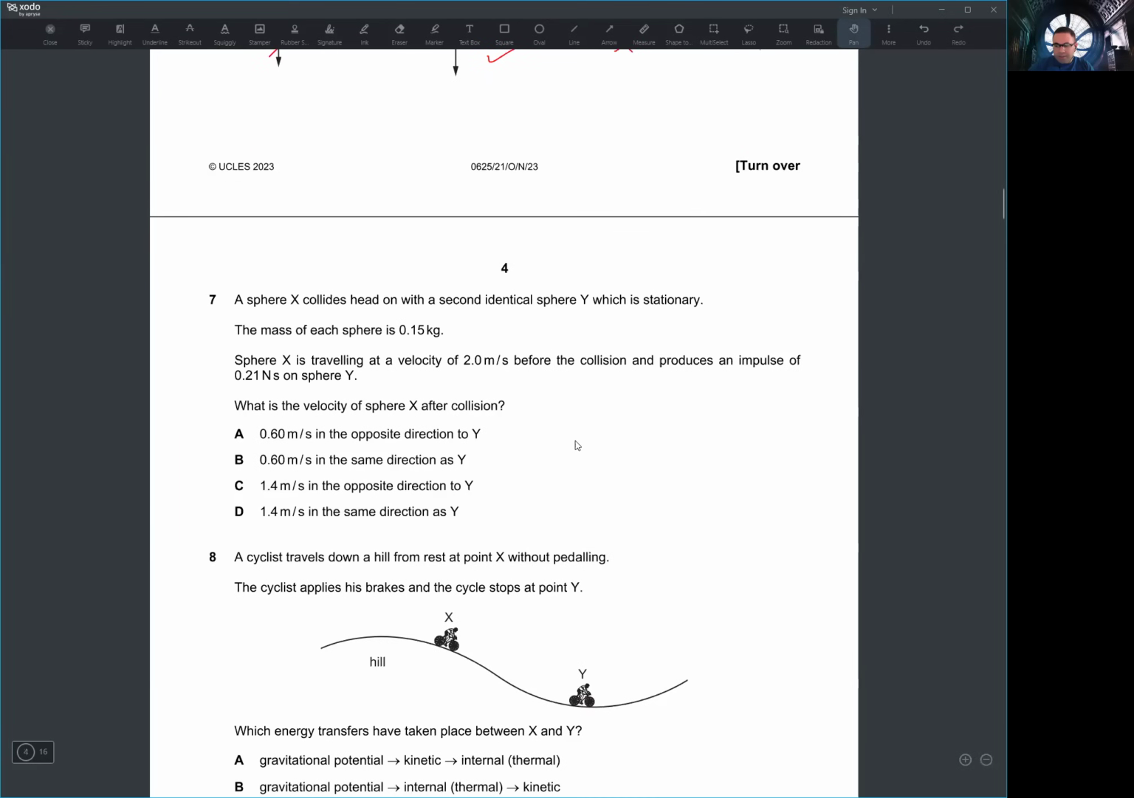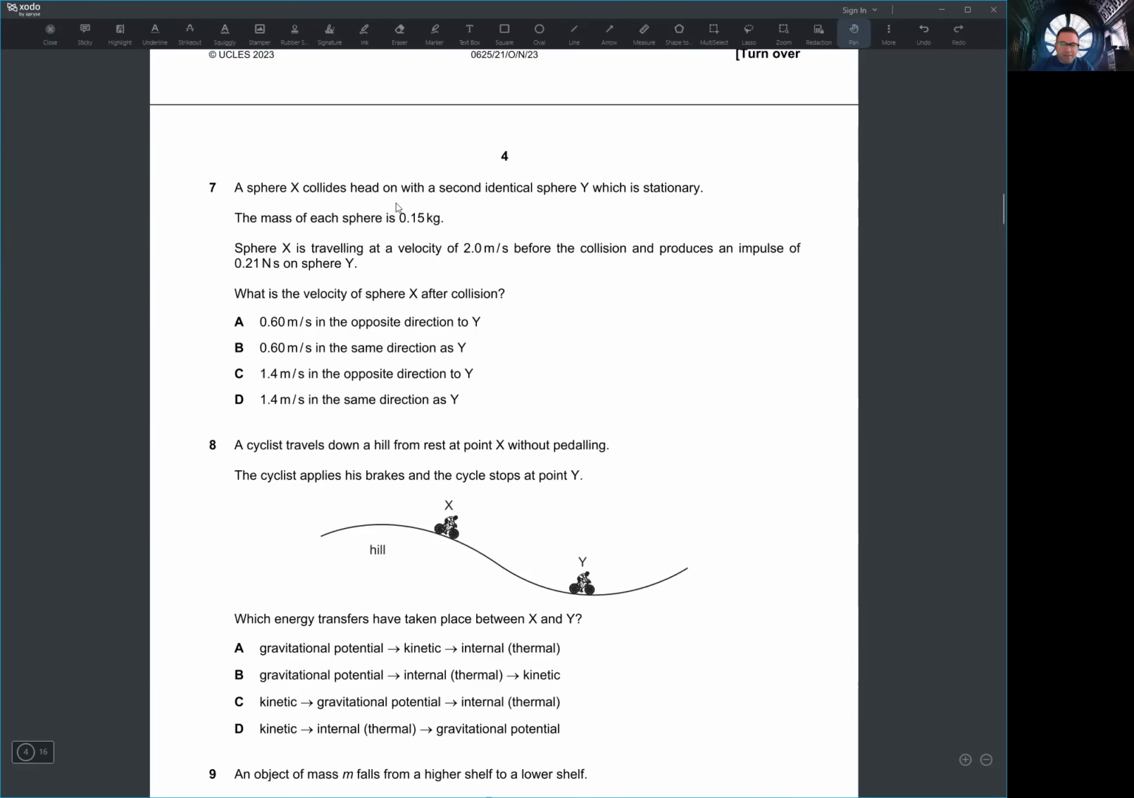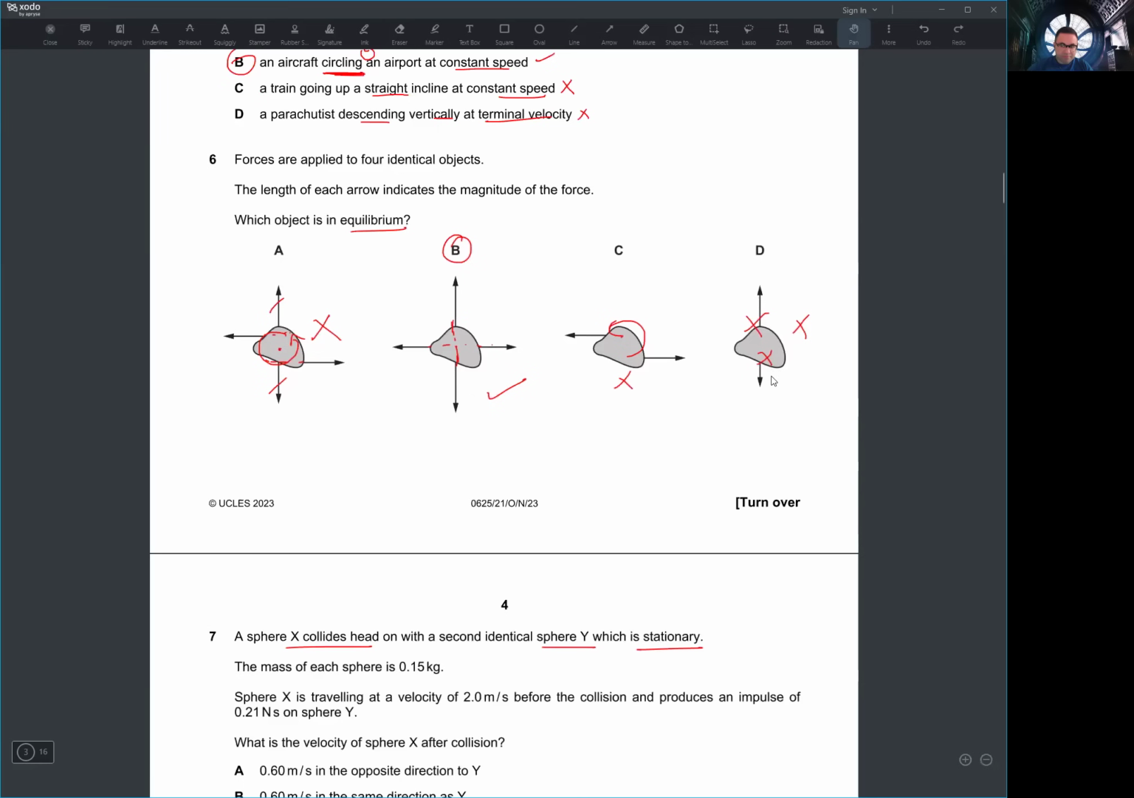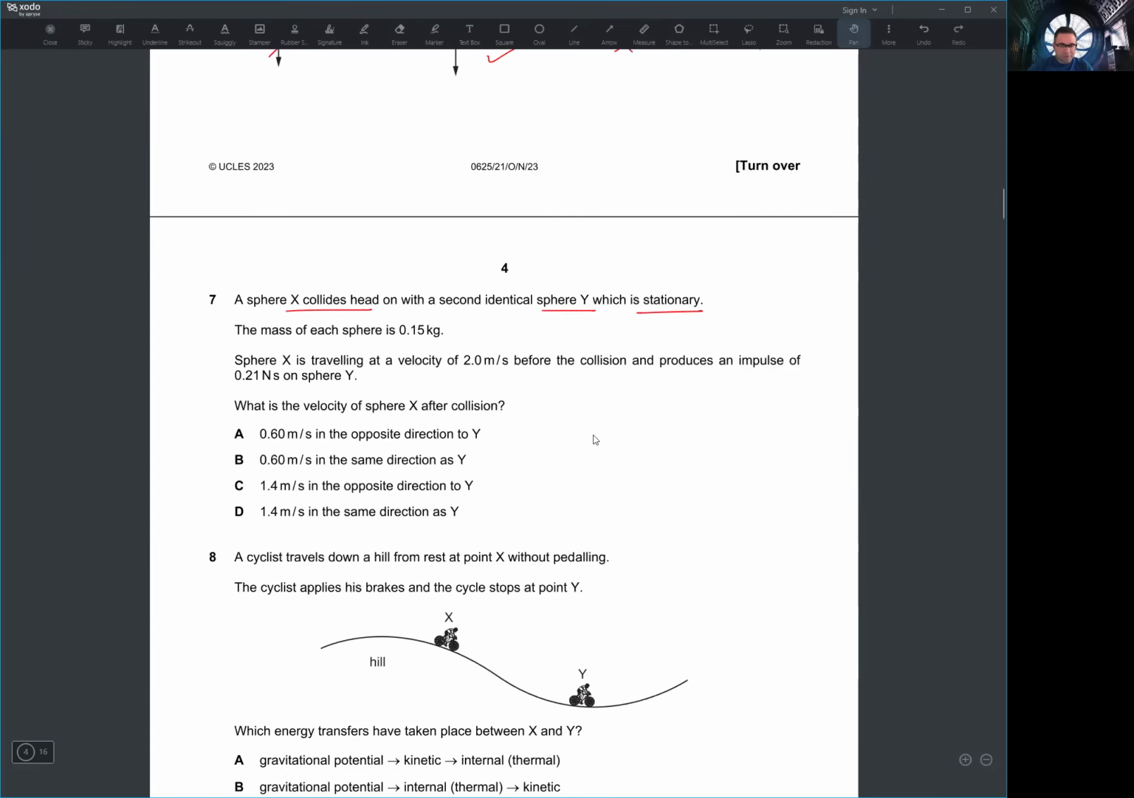7. A sphere X collides head-on with an identical sphere Y. Okay, this is question 7, and he says collision, chances are, the momentum, which is stationary. Remember what I like to do. I like to draw. Why is D wrong? Are they the same length? They're up and down, but are they equal in value? Sphere X collides head-on with a second identical sphere Y, which is stationary.